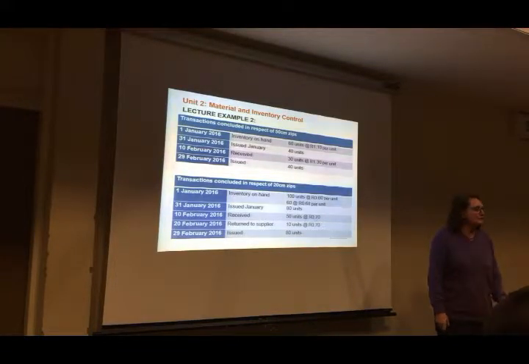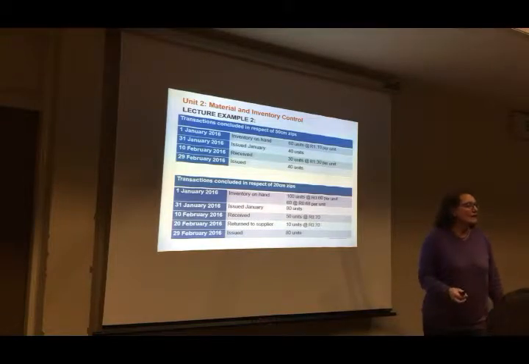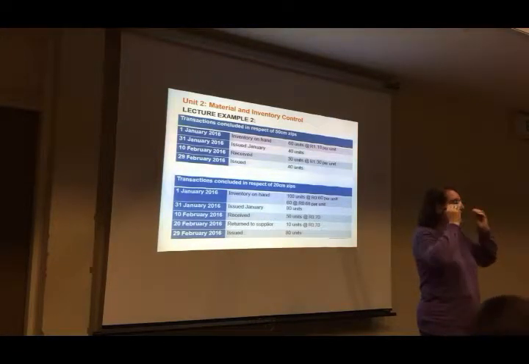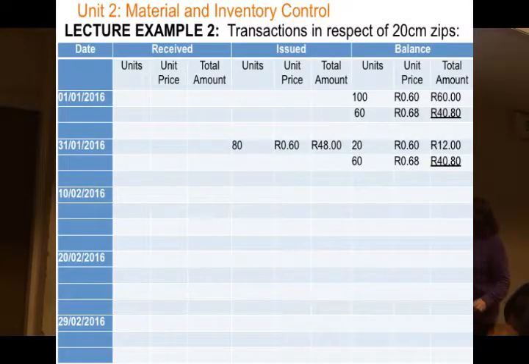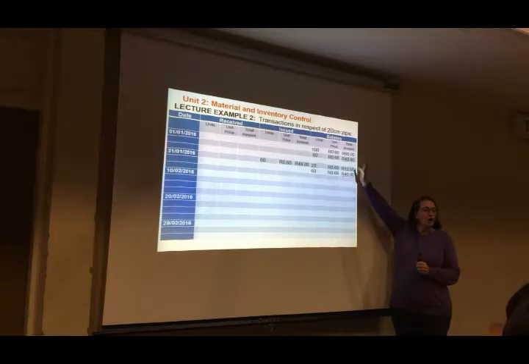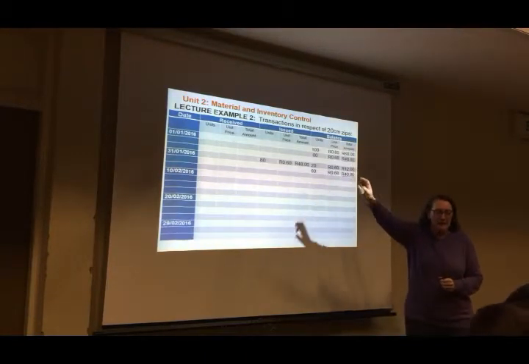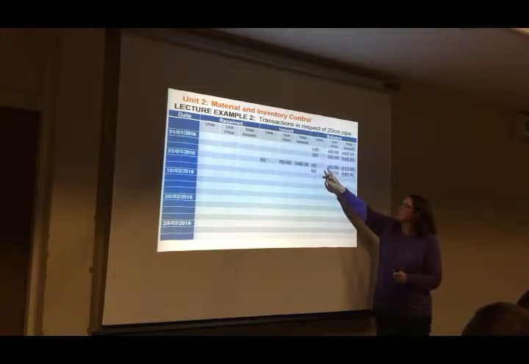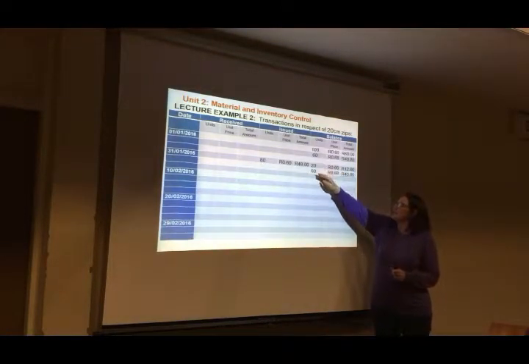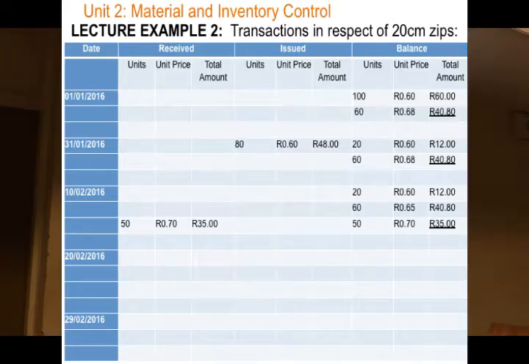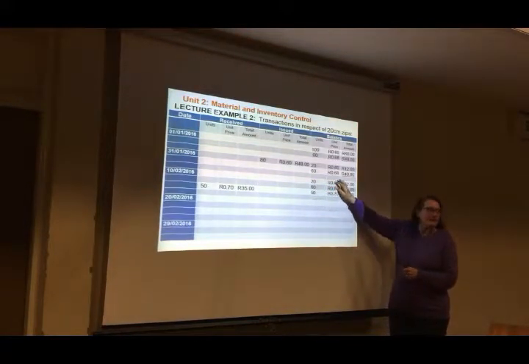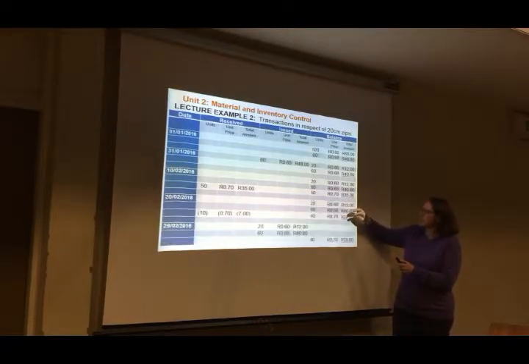Okay, can we go through the 20 centimeter zip example? This is the last FIFO example, so you have to understand how FIFO works at the end of this one. We started with 160, but we said the 100 were older than the 60, although they were all part of the opening balance. Then we issued 80 to production, which means we had 20 at 60 cents left, and the full 60 at 65 cents left. Then we bought another 50 at 70 cents. So at this point, we've got 20 at 60 cents, 60 at 65 cents, and 50 at 70 cents. So that's going to be our total.